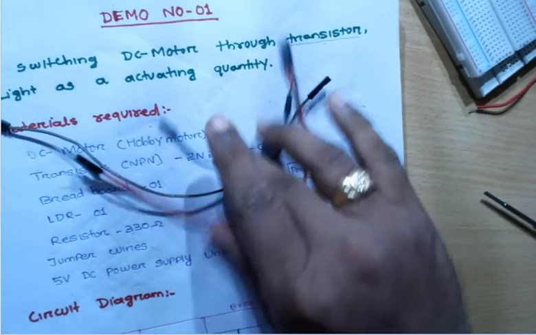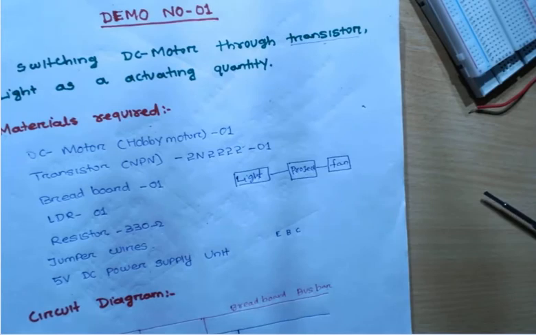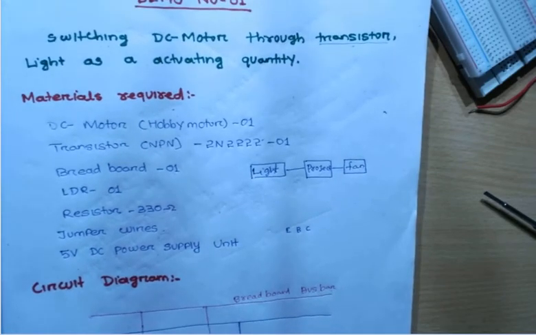Okay. Now we'll go to the DC power supply, because a power supply is required to do any sort of practical. Without power nothing will happen. Now I'll go to the DC power supply. How will I get the 5 volt?